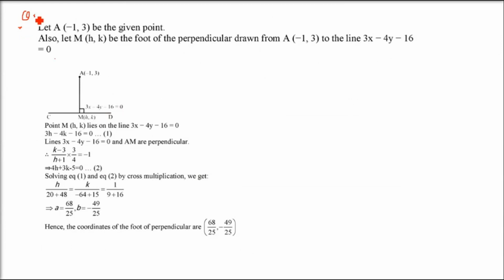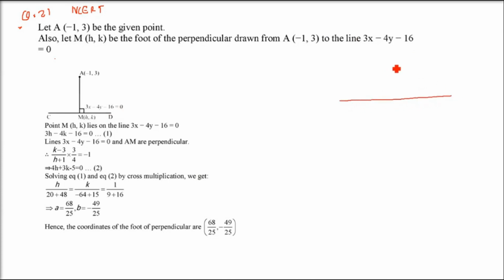This is question number 21, and this is also an NCERT question. The question says, find the coordinates of the foot of the perpendicular from the point (-1, 3) to the line 3x minus 4y minus 16 equals 0.